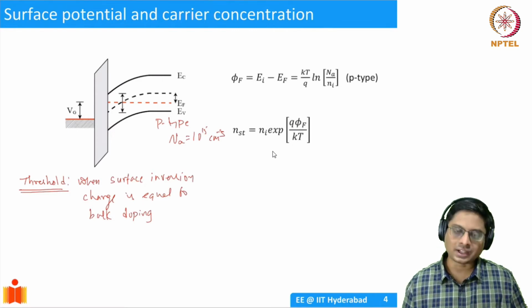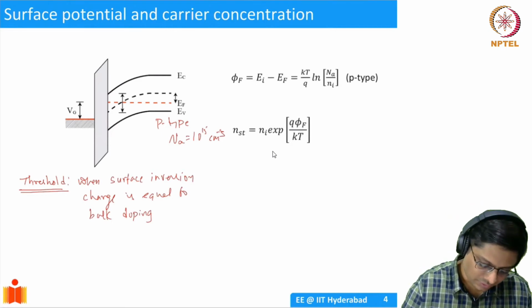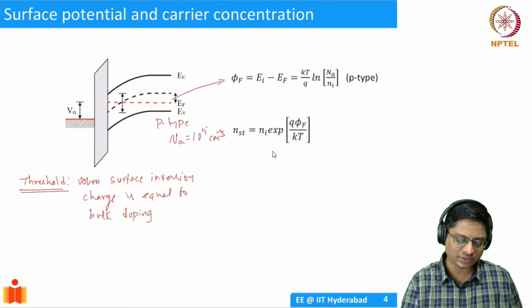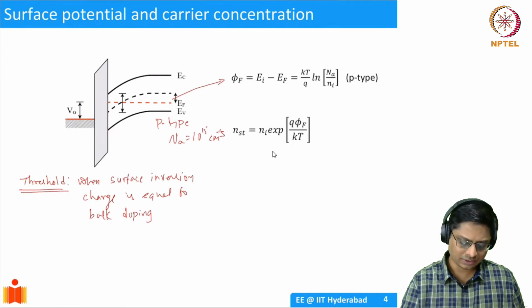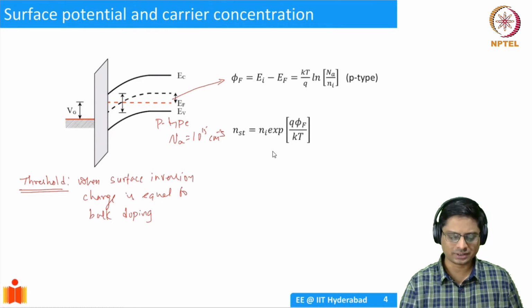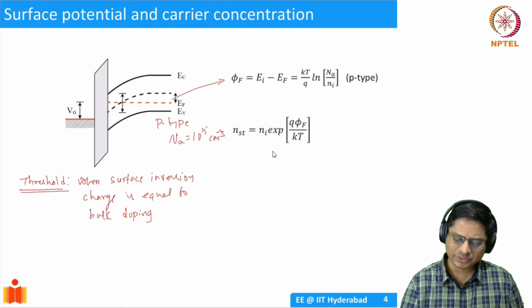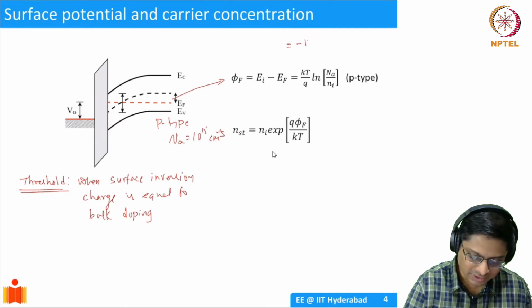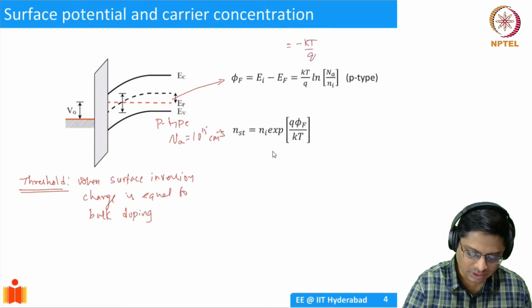So when will that occur? Well, we defined phi f. Phi f is essentially the distance of the Fermi level from Ei. For a p-type semiconductor, it turns out to be kT by q, ln Na by Ni. We have seen this. For an n-type semiconductor, this would turn out to be minus kT by q, ln of Nd by Ni. This is for an n-type.